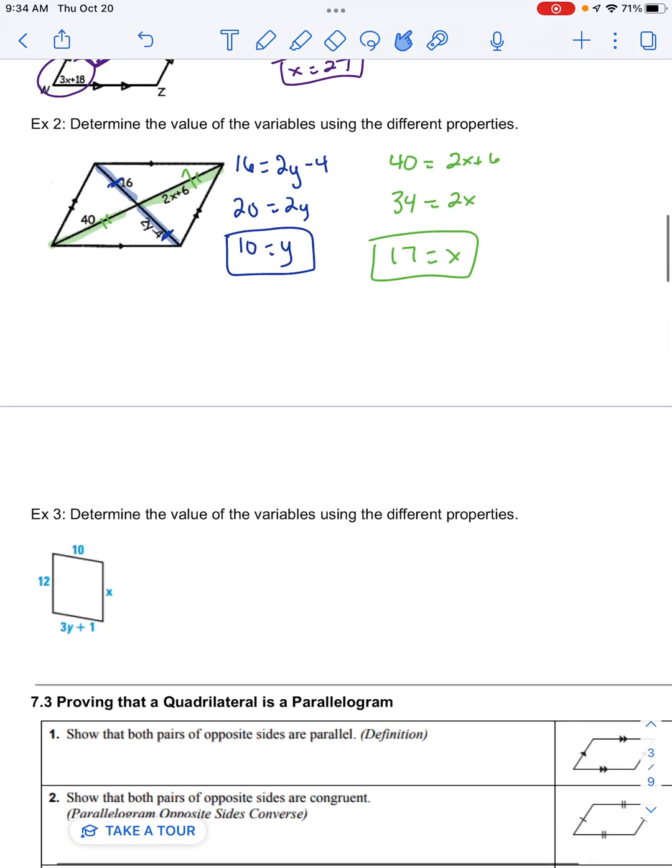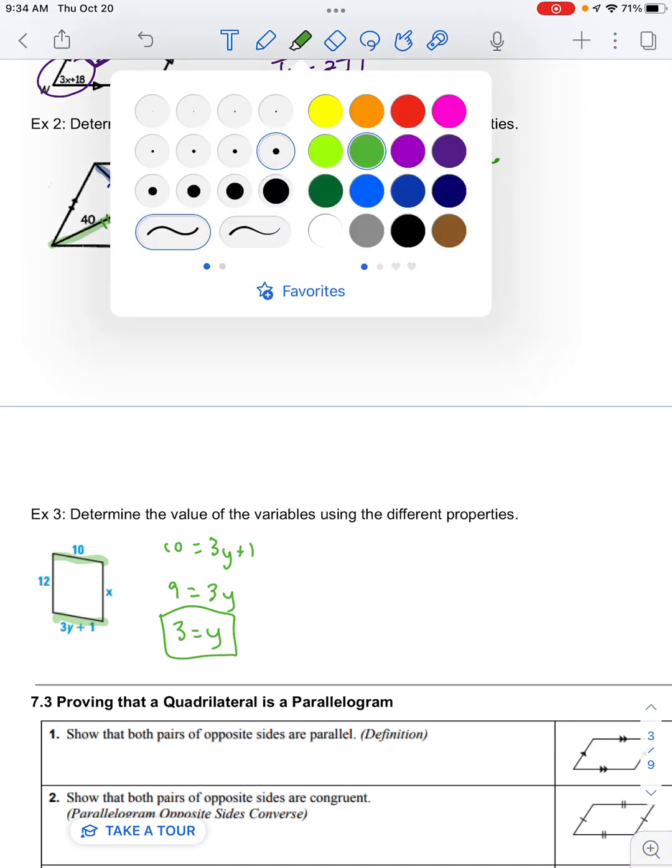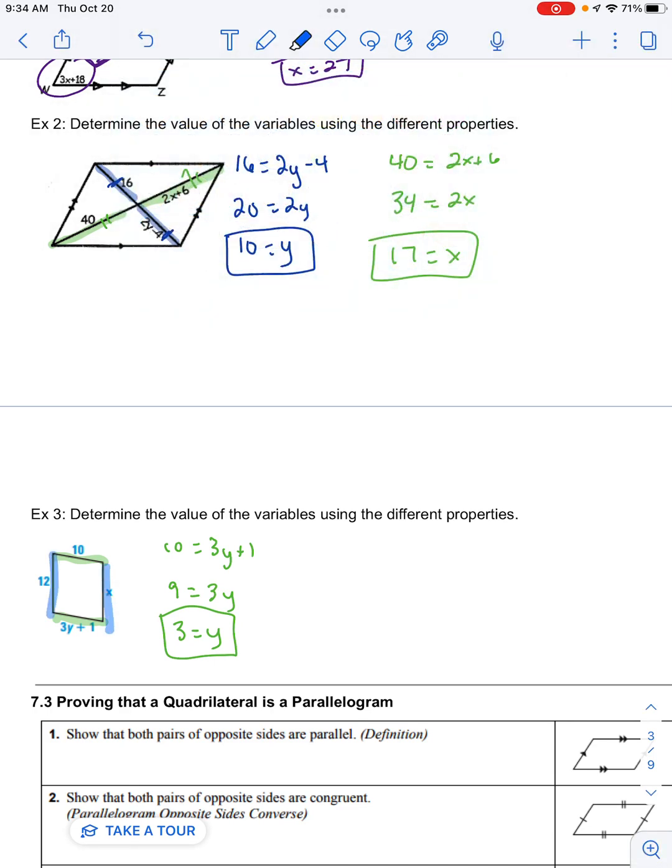And the last one here, determine the value of the variables using the different properties. I have sides. Opposite sides are congruent. So I have 10 equals 3y plus 1, minus the 1, divide by 3, y equals 3. Now my other sides there, I really don't have to calculate a whole lot because it's already given to us. So 12 equals x.